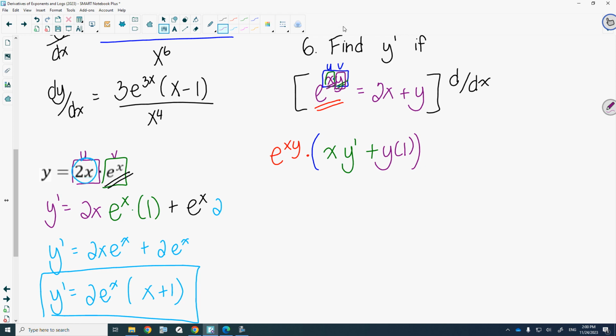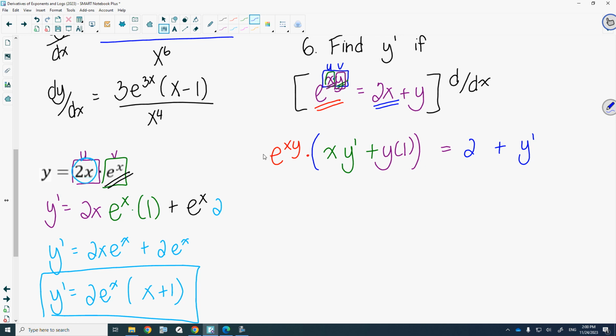Okay, so that is differentiating e to the power of xy, which is equal to the derivative of 2x, which is 2, plus the derivative of y, which is 1, and then I just took the derivative of y, so y prime.